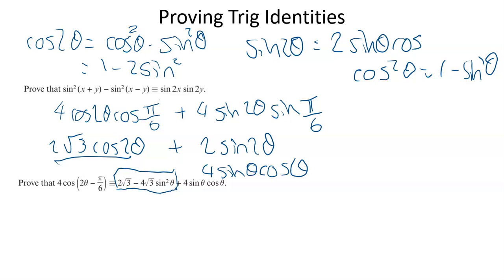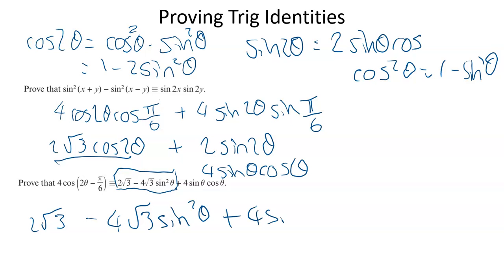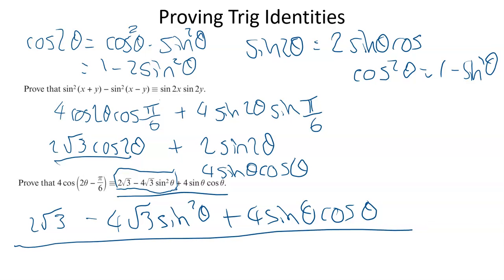This is looking very good now. It's looking exactly what we want. So if we replace this in here, we've got 2 root 3, and then times this is going to give us exactly what we want. So 2 root 3 times 1 minus 2 times 2 root 3 is 4 root 3, and sine squared theta. And then the thing we had here, plus 4 sine theta cos theta, which is exactly what they wanted, and we can stop there.